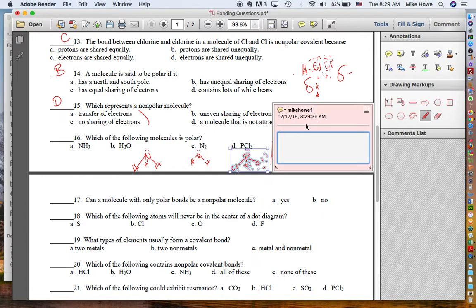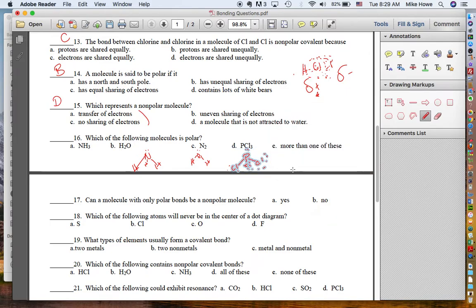that's a pyramid. Anyways, that's a pyramid. So the answer is more than one of those. So the answer is E. So all three of these would be polar. The only one that's not polar there is the nitrogen. So the answer is E.